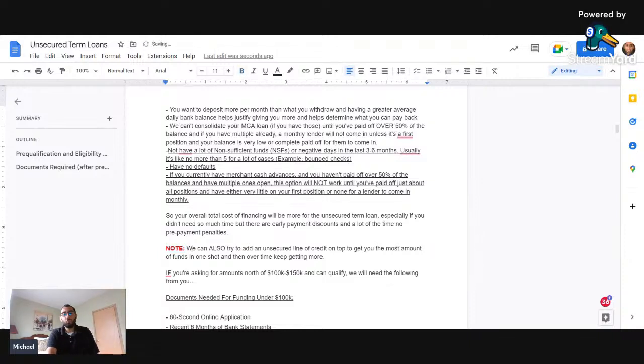Note, we can also try to add an unsecured line of credit on top to get you the most amount of funds in one shot, and then over time to help you keep getting more. So let's say you can get approved for a line of credit. Well, I only got approved for less on a line of credit than I did for a lump sum. So I'll take the lump sum of 150,000 and then I'll begin with 55,000 on a line of credit.